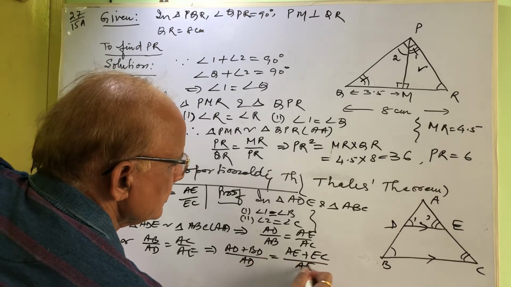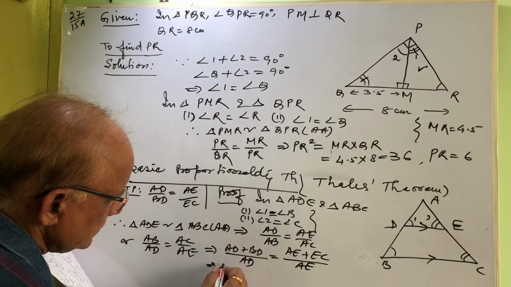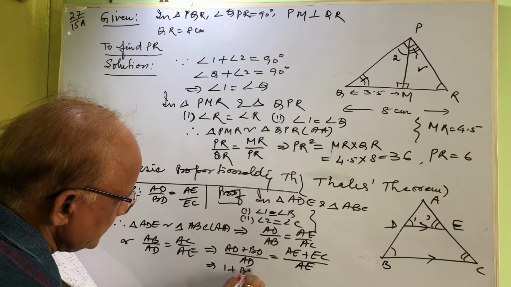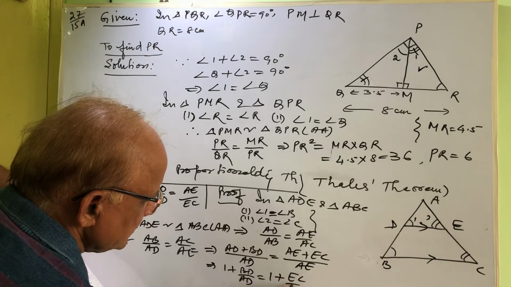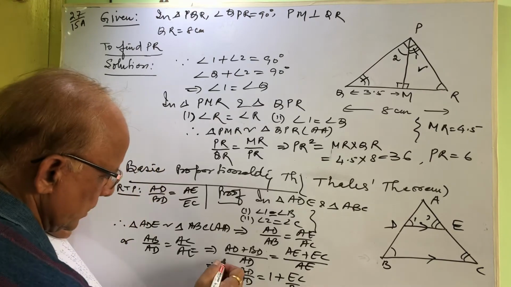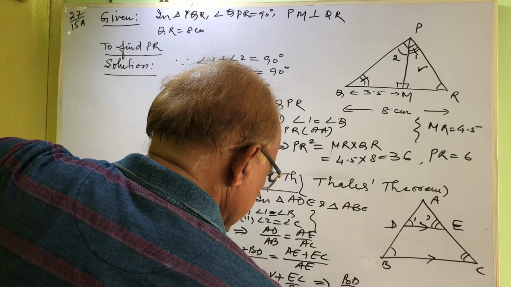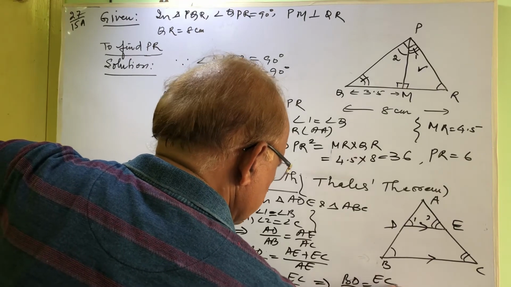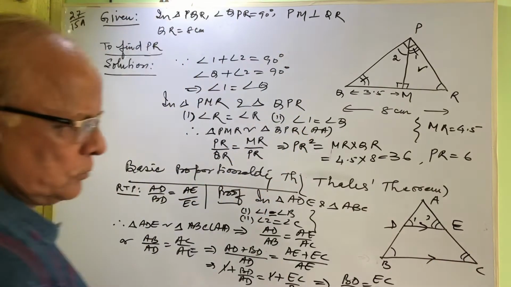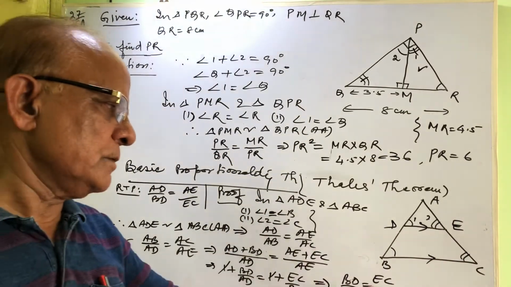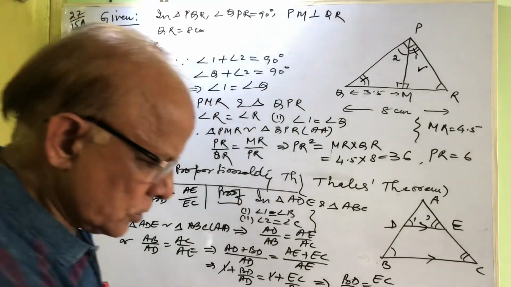Now solve it. This will be 1 plus BD by AD is equal to 1 plus EC by AE. 1 and 1 will cancel. It means BD by AD equals EC by AE. This is the proof. You can also write AD by BD equals AE by EC. That is the same thing.